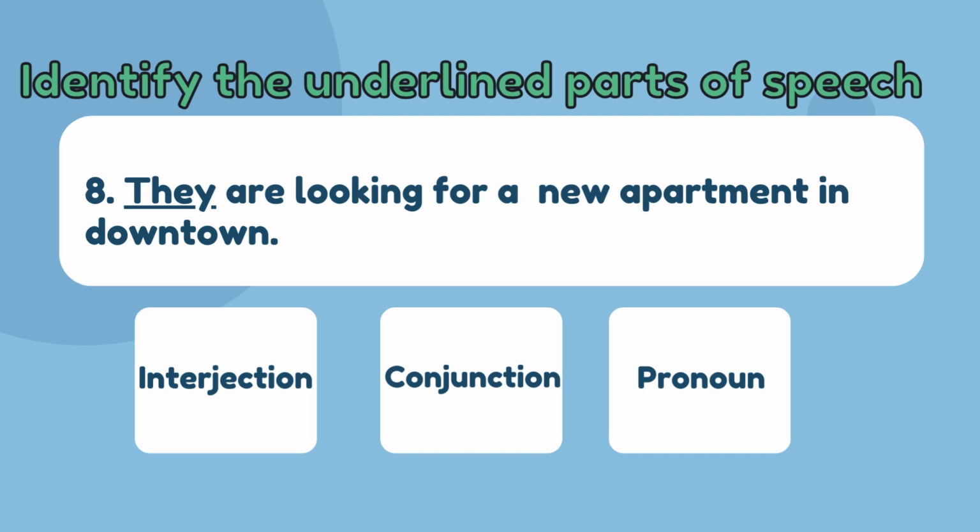Question number 8. They are looking for a new apartment in downtown. Is they an interjection, conjunction, or pronoun? The answer is pronoun, because we use pronouns instead of using a name. They is the subject here, used instead of a noun. You can say, my parents are looking for a new apartment. And in the second sentence, they are looking for a new apartment in downtown. So here they is a pronoun.